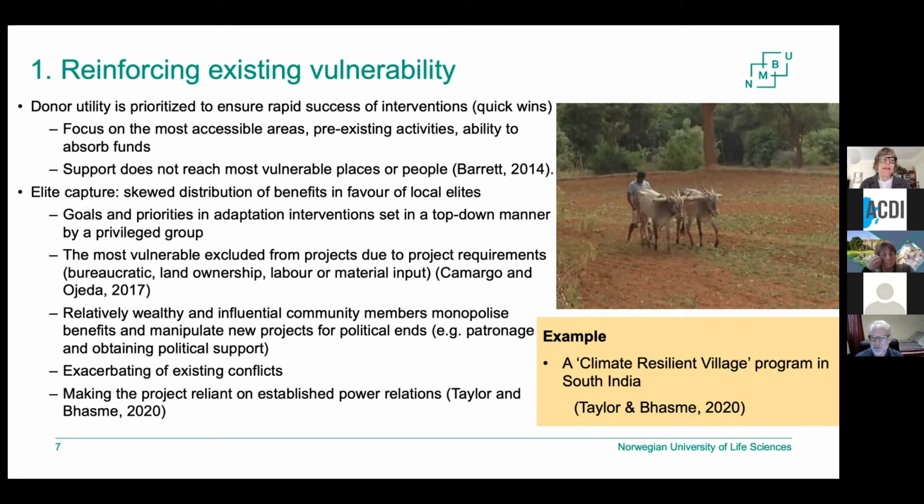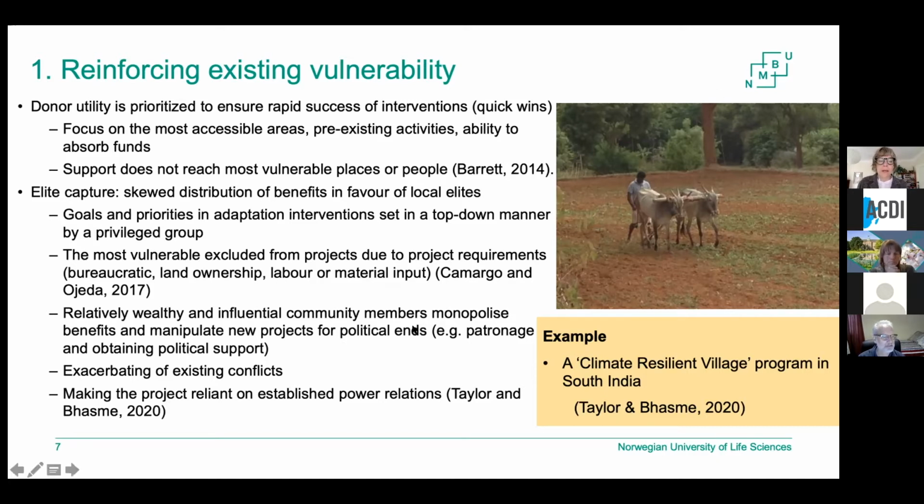The second part is that it's clear that the elite, the people who already have power, are capturing most of the money and the opportunities that emerge from these adaptation projects. So priorities and goals of adaptation interventions are determined in a top-down way by a privileged group who maybe don't understand what the real issues are that the really vulnerable people are facing. And similarly, because of the way that certain things were designed, the most vulnerable people were often excluded. You'd have a certain set of requirements that you had to fulfill in order to be part of a project. Like, for a project that dealt with land and agriculture, you had to be the owner of that land. So obviously most of the people who are probably the most vulnerable are not going to be land owners, and therefore they would be excluded from such an intervention.